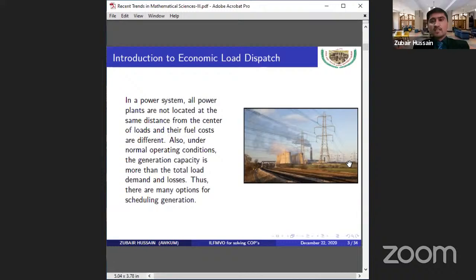So in this slide, I would like to present a brief introduction to economic load dispatch problem. As we know, in practical power systems, all power plants are so far from the center of their loads and their fuel costs are different. Under normal operating conditions, the generation capacity is more than the total demand and losses. Therefore, there are many options for scheduling generations.